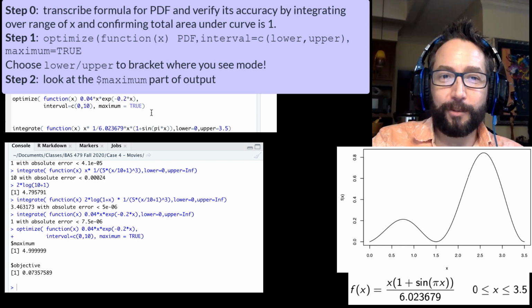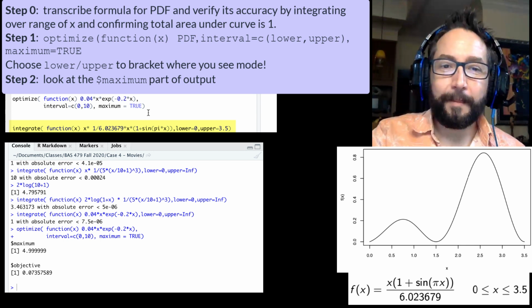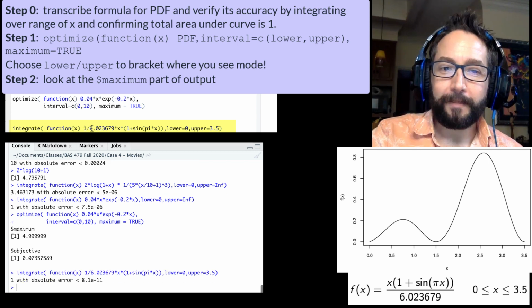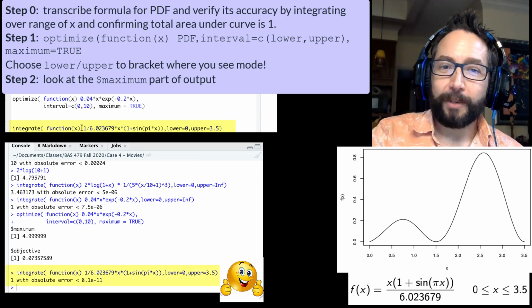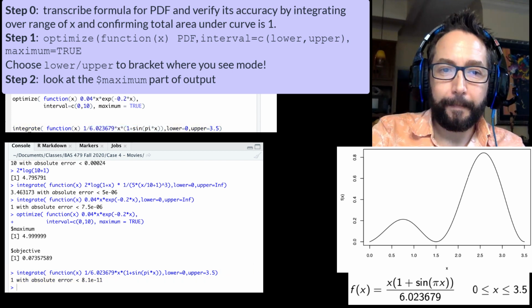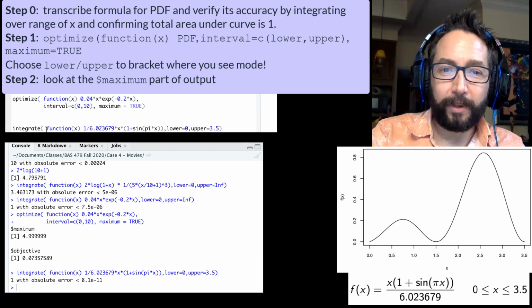So what I'm going to do is, once again, take my equation for the PDF of the probability distribution we're working with, and I'm going to make sure that it integrates to 1, that I didn't do any typos, and it does. So here's the formula for my PDF. I'm going to run optimize and just throw in what the equation for that function was.